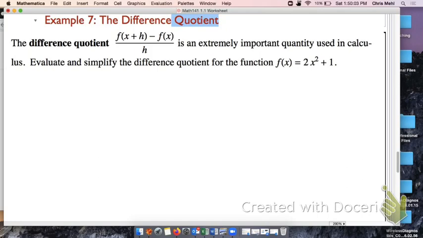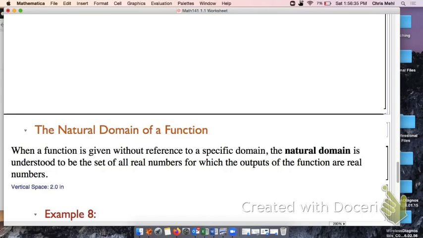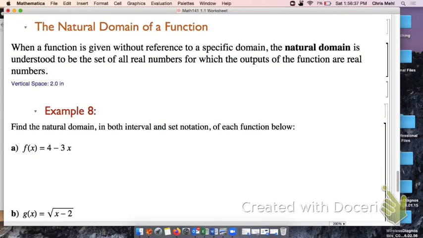Okay. Now lastly, we can talk about domains. Okay. Now it says the natural domain of a function, when a function is given without reference to a specific domain, so that means someone just gives you a function, it doesn't necessarily represent a context, like it's not an application problem or a word problem. The natural domain, or sometimes just the domain, is understood to be the set of all real numbers for which the outputs of the function are also real numbers.